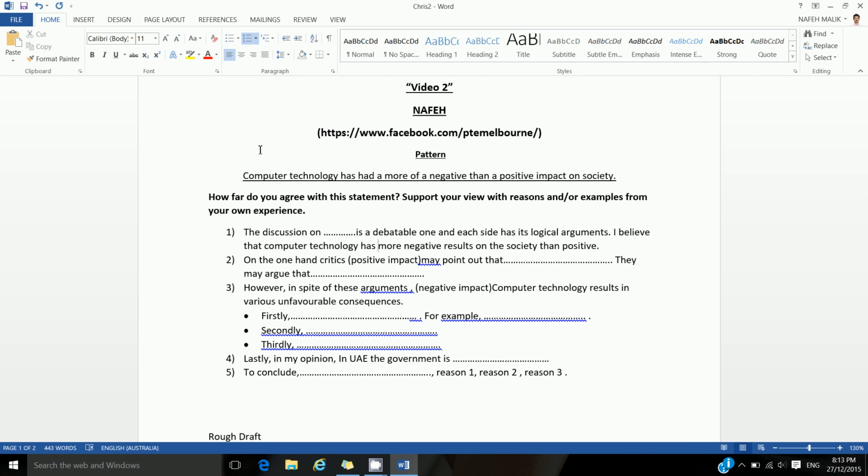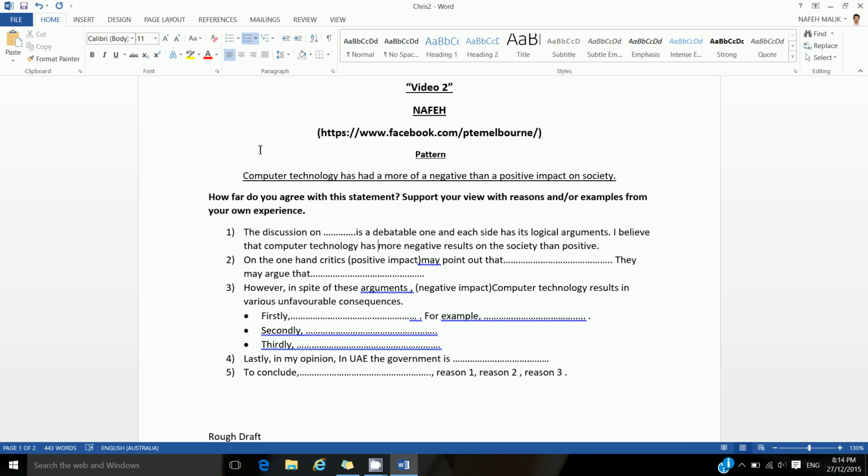So for the introduction, the first sentence that you will write is "the discussion on dash." Now in this dash you will write the word which is the crux of the question. So the crux of this question is computer technology. If we remove computer technology from the question, the rest of the sentence doesn't even make sense. So we say, the discussion on computer technology is a debatable one, and each side has its logical arguments. Now, one sentence complete, finish.